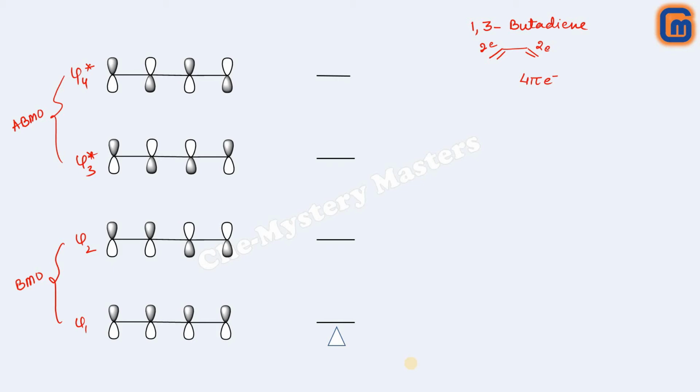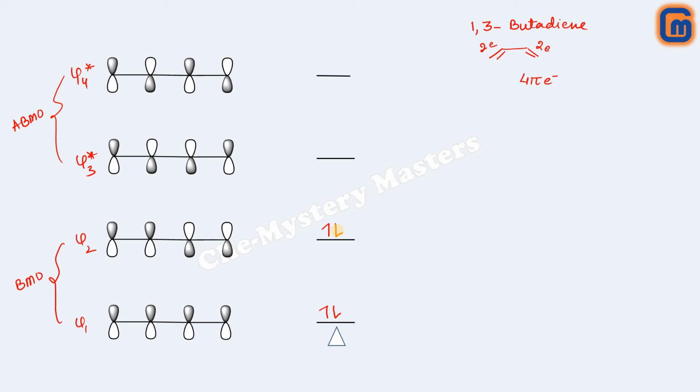Now let us see how in thermal condition the electrons will be filled. In thermal condition, at first out of these 4 electrons, the first and second will be filled like this. Once this molecular orbital, that is psi1, is completely filled, then the next 2 electrons will go to the next higher level. So this is how the 4 electrons will be filled in case of 1,3 butadiene.